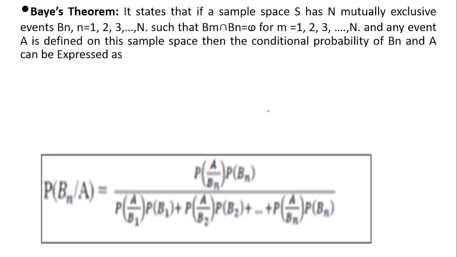Previously we wrote the total probability, P of A is equal to a formula. Now we are writing the conditional probability, P of Bn given A. That is the difference between these two theorems. Now we'll go for the proof of this.